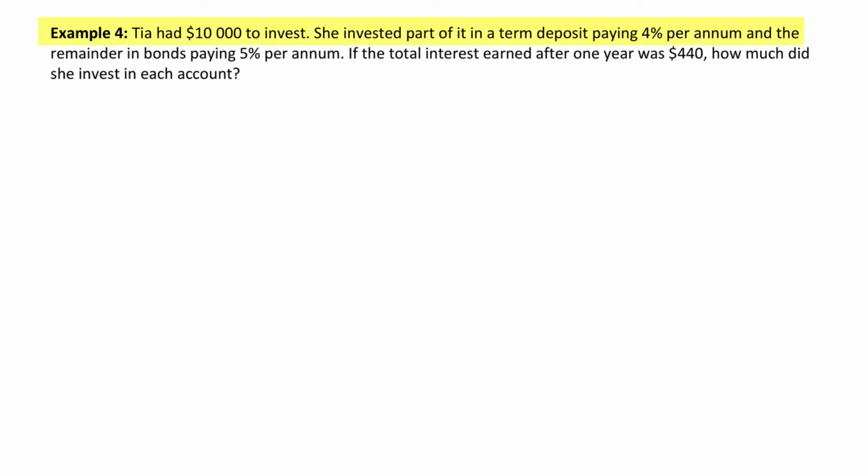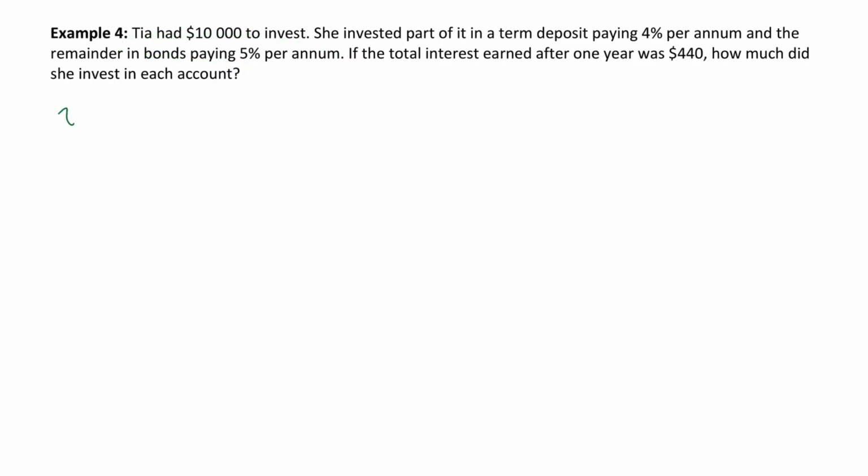Tia had $10,000 to invest. She invested part of it in a term deposit paying 4% interest per year, and the remainder in bonds that pay 5% per year. If the total interest earned after 1 year was $440, how much did she invest in each account? Well, we'll start by defining our unknowns. We want to know how much did she invest in each account. So how much did she invest in the term deposit that pays 4%, and how much did she invest in the bonds that pay 5%?